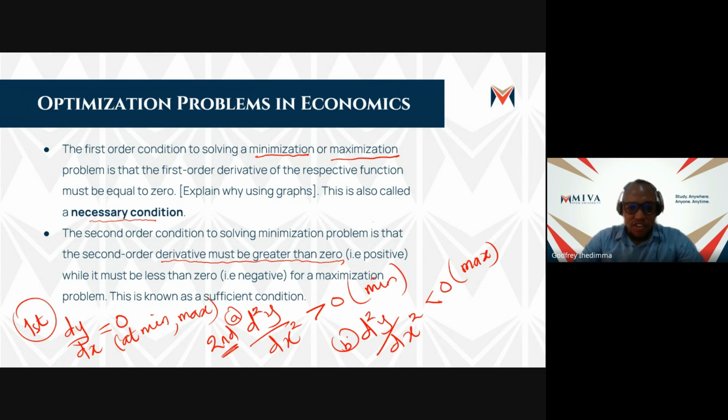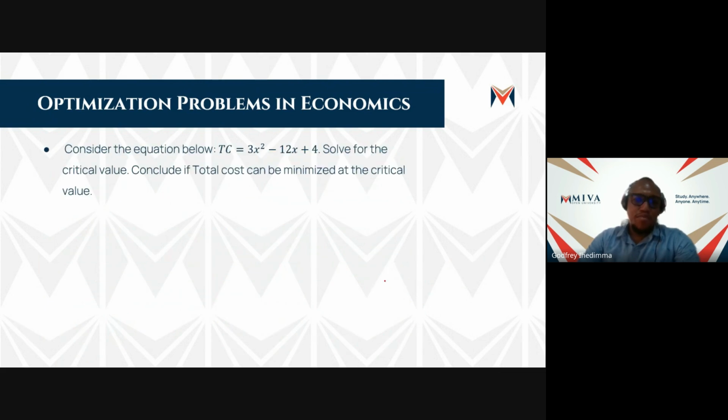But for the second order condition, it means that at minimum, the second derivative must be greater than 0. At maximum, it must be less than 0. Now, let us make all of this make sense by solving a problem.